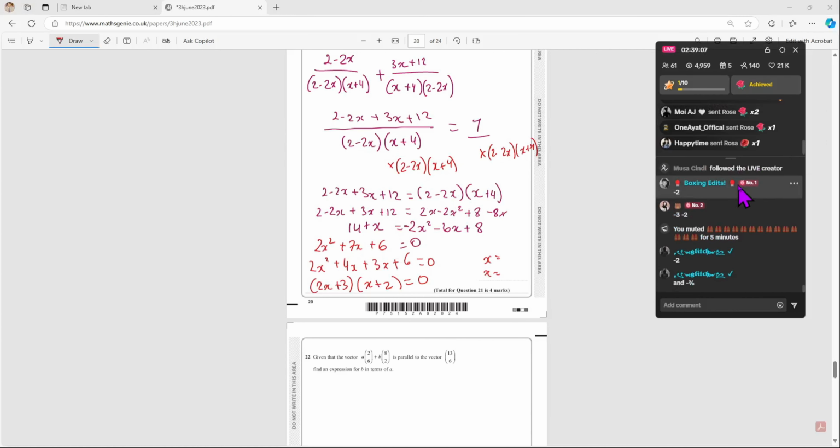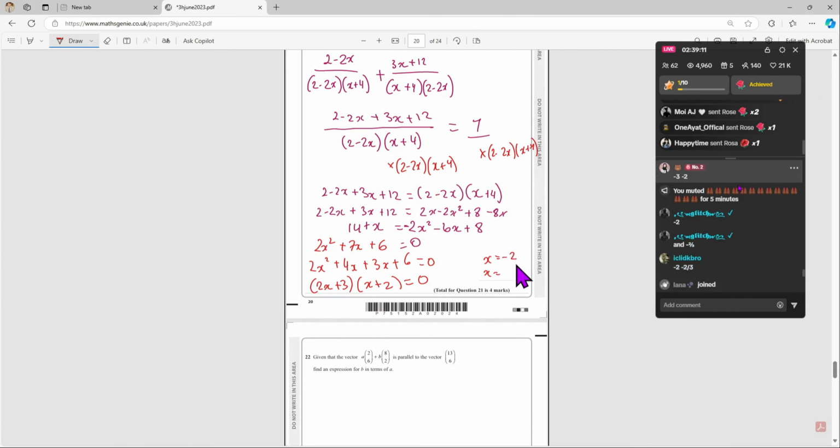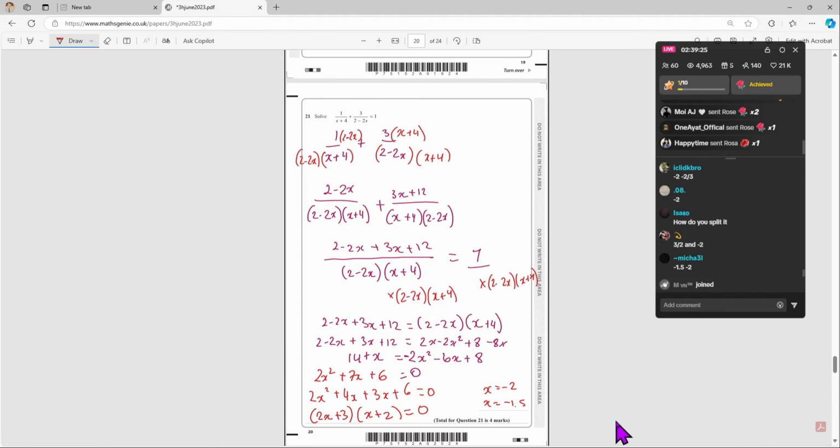So our x value is going to be minus 2. One of them is minus 2, and then minus 3 over 2, or minus 1.5. So well done, guys, for getting that correct. This question was worth 4 marks. Yes, I thought it was going to be 5 or 6 marks, but it only gave 4 marks.